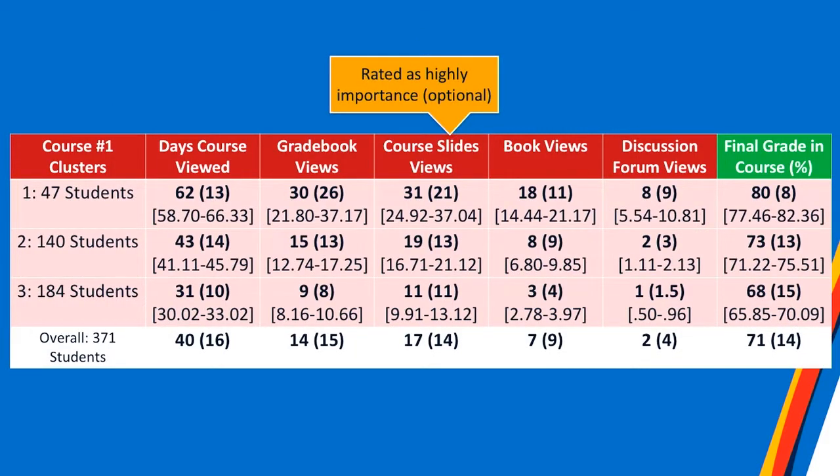So this is the view, and I'm just gonna highlight a few things. We have the 3 clusters on the left. The first number is the mean and standard deviation, and then the 95% confidence intervals are underneath that. So you can see from the final grade in the course that they're within different grade ranges. For example, course slide views, so these were how many times students looked at the lecture slides that the instructor put on the site. You can see that the first cluster of students were doing them more, and so on down.